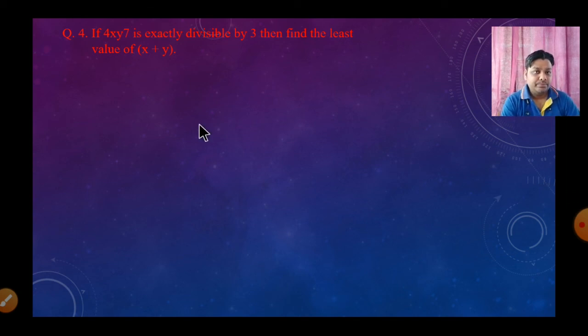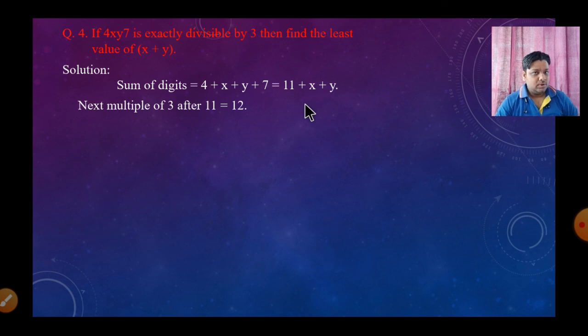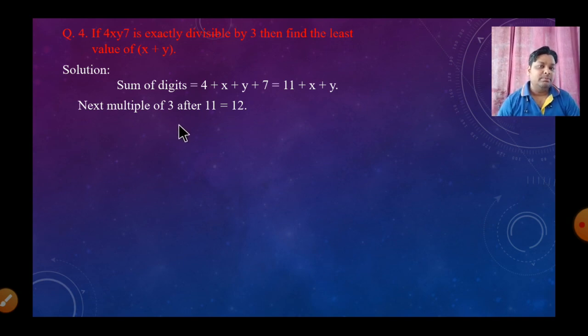Okay, so it is again divisible by 3, so we will at first add all the digits, then it will be 4 plus x plus y plus 7, which is equal to 11 plus x plus y. These two are different variables, so we can't add them, and we also can't add them with the constant term 11. Okay, now the next multiple of 3 after 11 is what? 12. Okay, again it is not written possible values, so we have to take only the least value.